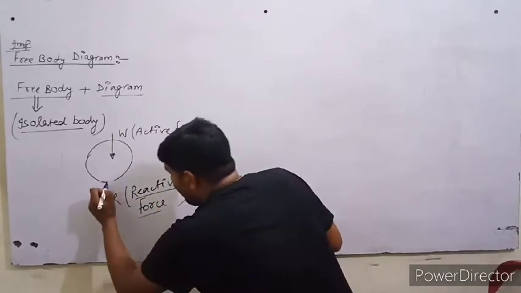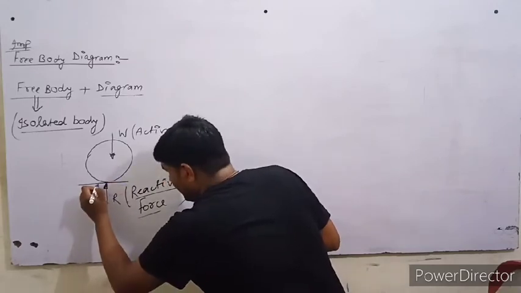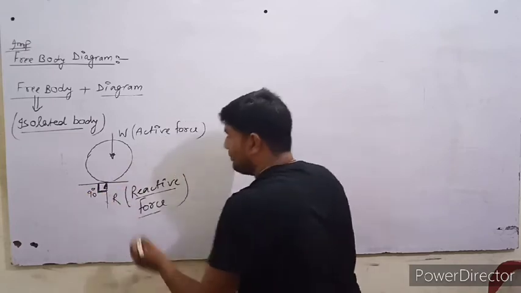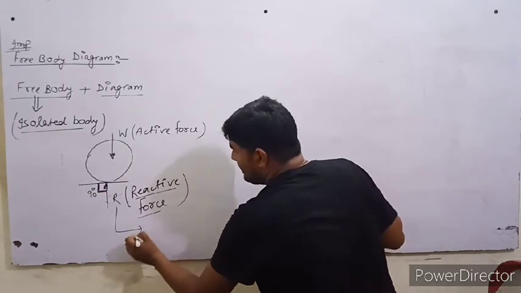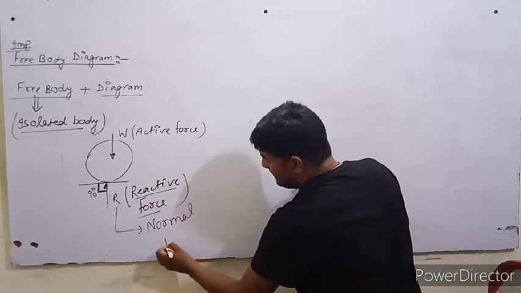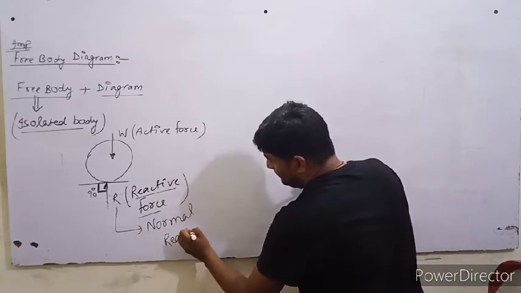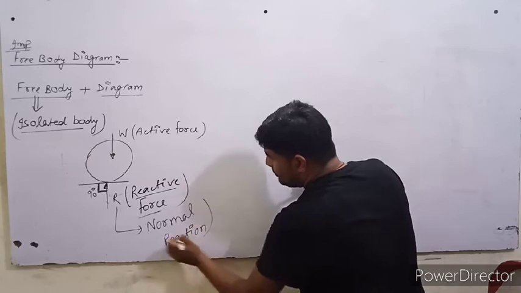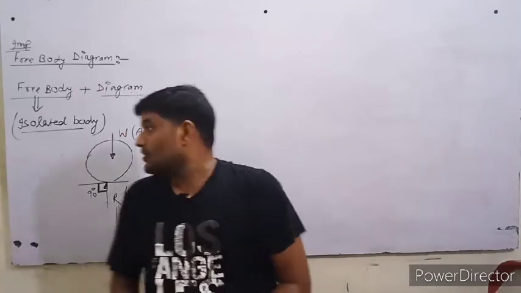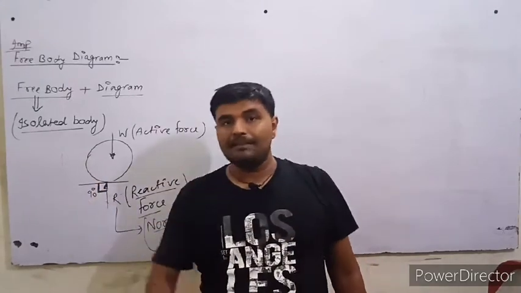This reaction will always act perpendicular to the support. So sometimes this reaction is also known as the normal reaction. Which type of reaction, students? Normal reaction. So this is the first example I have taken.